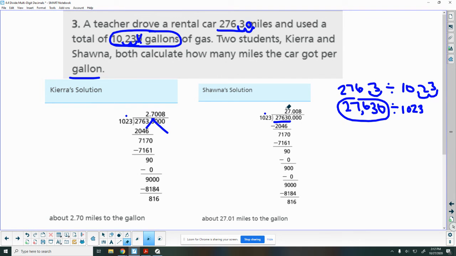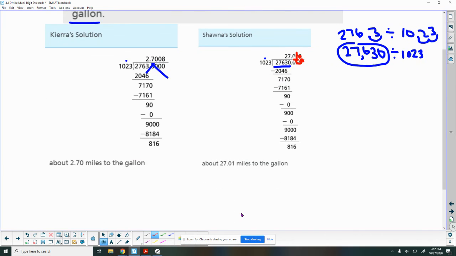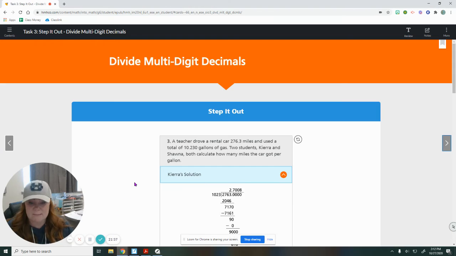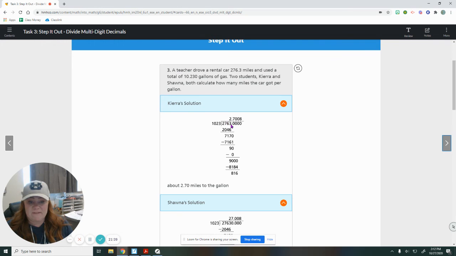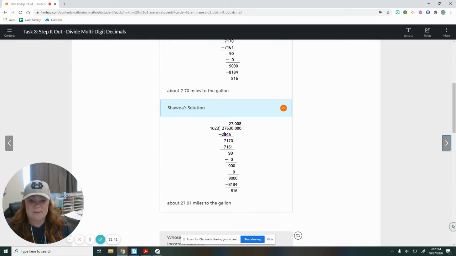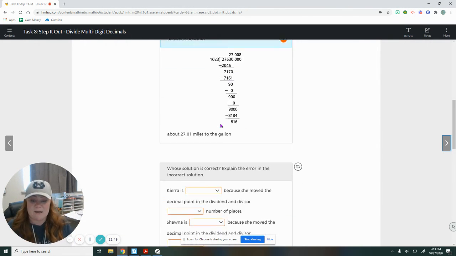So he can go about 27.1. So they rounded to the hundredths place. Oh, I don't know why I have a white marker. The 8 makes the 0 go up to a 1. So 27.01. Okay, let's go ahead and answer our questions here. So we know Kira forgot to move the decimal 2 places, but Shauna did. She moved it on the 23 and the 3, 0. She had to add a 0.